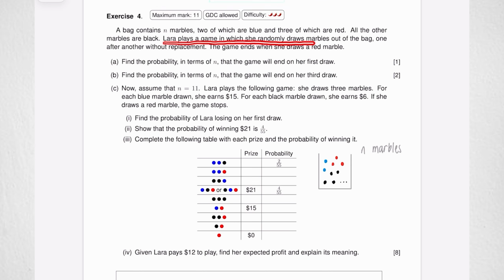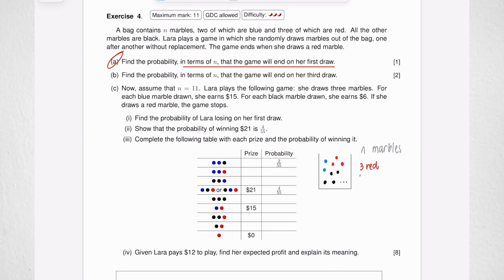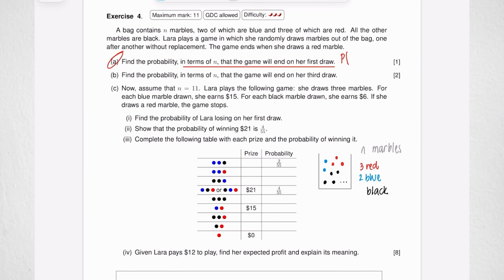Lada plays a game in which she randomly draws marbles out of the bag, one after another without replacement. This is very important. Whenever she gets a red marble, the game is over, which means that if we're trying to find the probability in terms of n that the game will end on her first draw, well, on her first draw, she needs to draw a red marble. How many red marbles do we have? It's 3. So we have 3 red, 2 blue, and some which are black. We're going to state as a function of n how many black ones we have in a minute. However, the probability that she loses on the first draw is 3 out of the total, which is n.